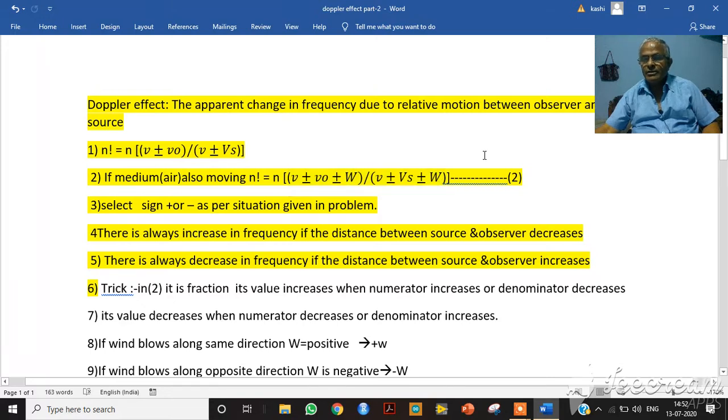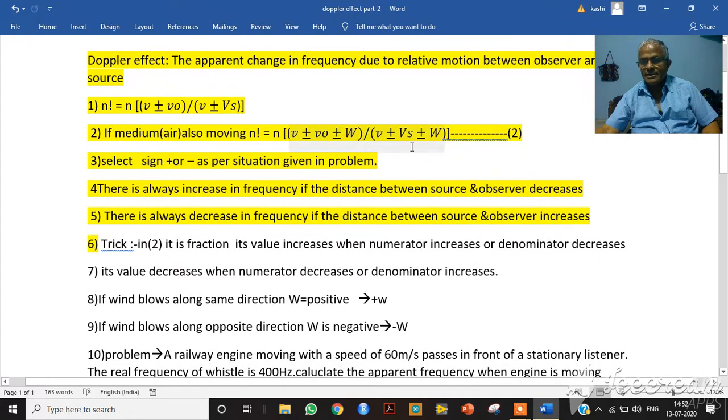What we have left is how to choose the sign, plus or minus: when you have to take plus and when you have to take minus. We left that in the last class. So now we will discuss how to choose this. You observe this equation. On the right side, n is multiplied by a fraction.